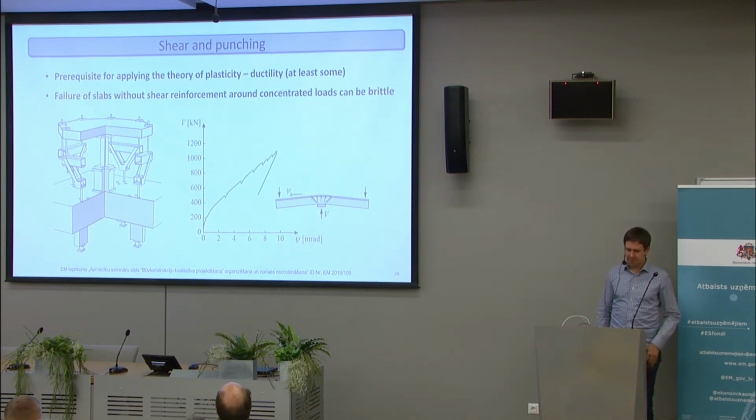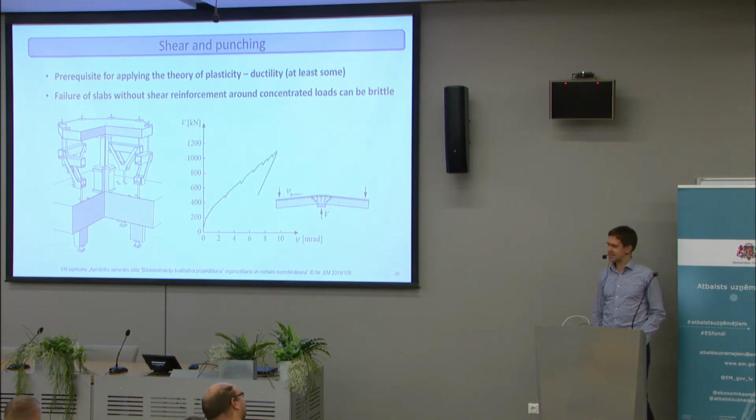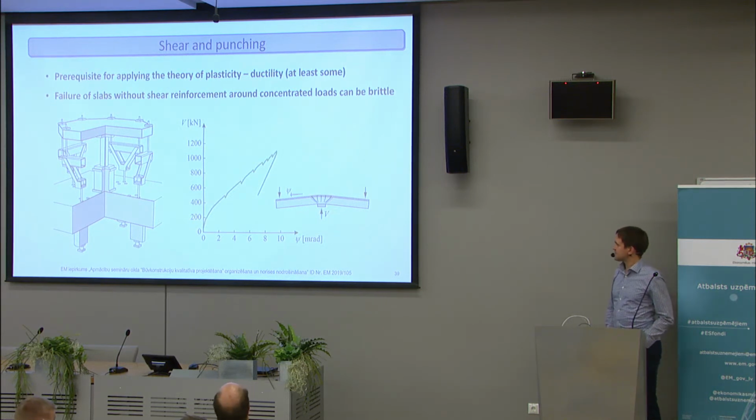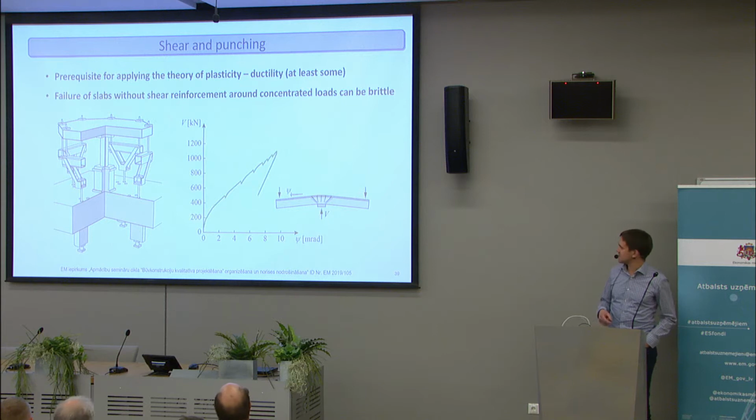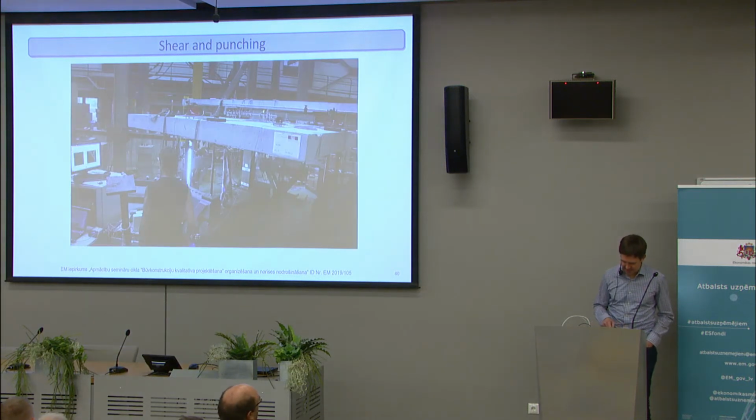So, as we saw in the first part, the prerequisite for applying the theory of plasticity was that the structures have some ductility, so they should be deformable. The failures shouldn't be brittle. Now, if we have flat slabs with uniform thickness supported in relatively small areas, or under concentrated loads, like wheel loads in bridges, for example, these can actually fail in quite a brittle manner. And I'll show you one slab that we tested in the laboratory.